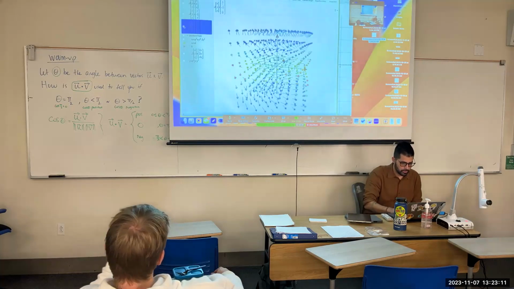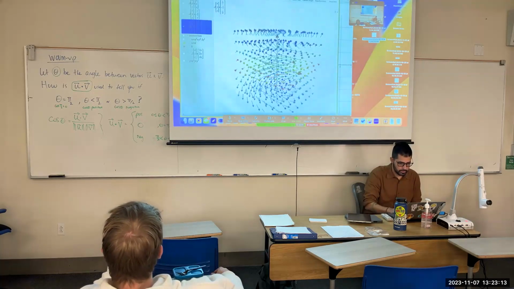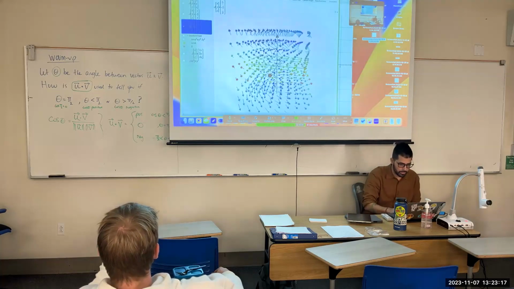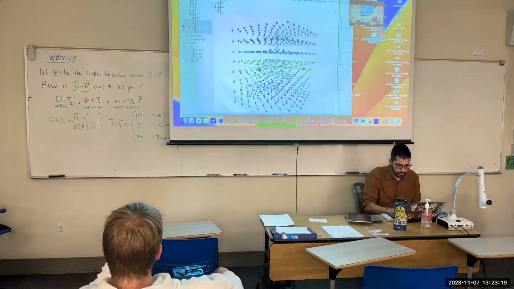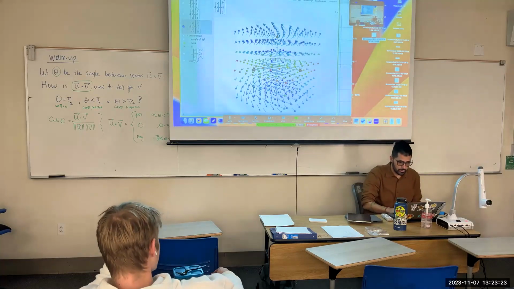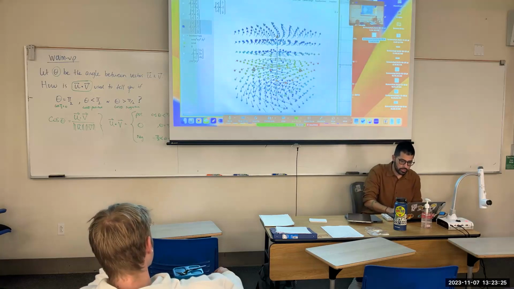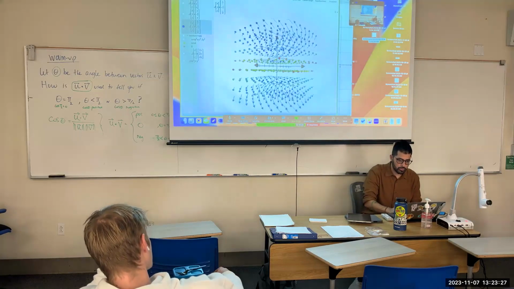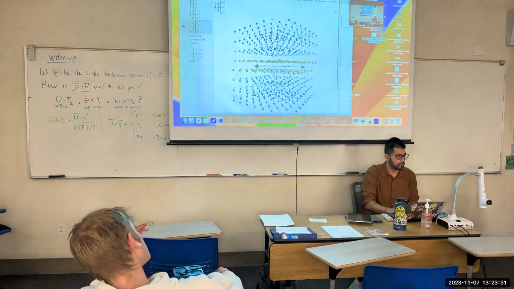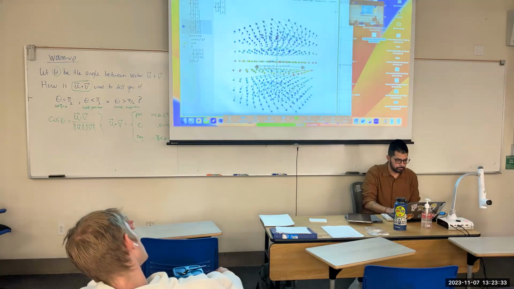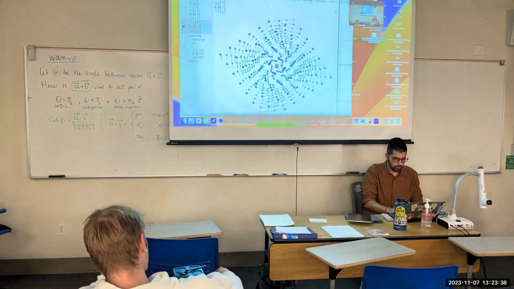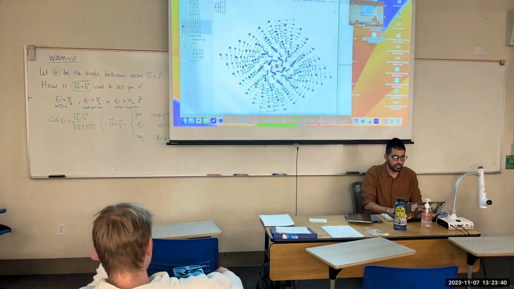All right, and then we got this bad boy here. Notice that as you're approaching the XY plane from the top, you're getting this kind of rotation going this way. But if you're approaching the XY plane from the bottom, you have an opposite rotation happening.